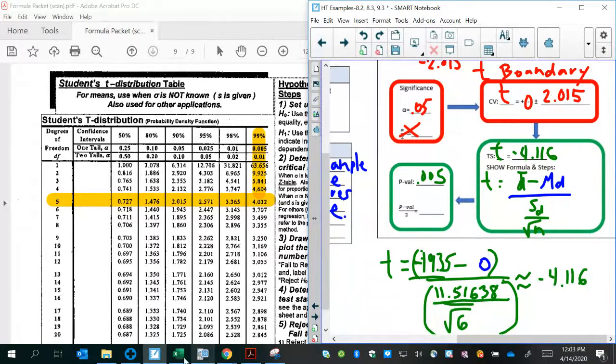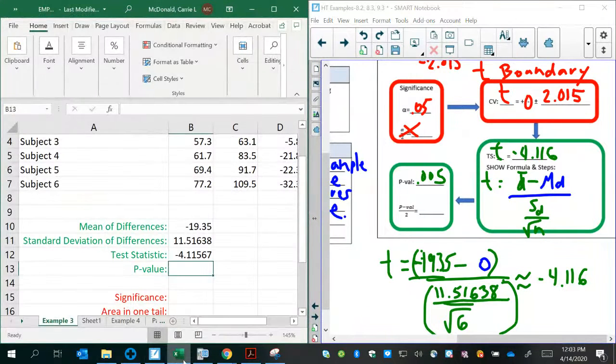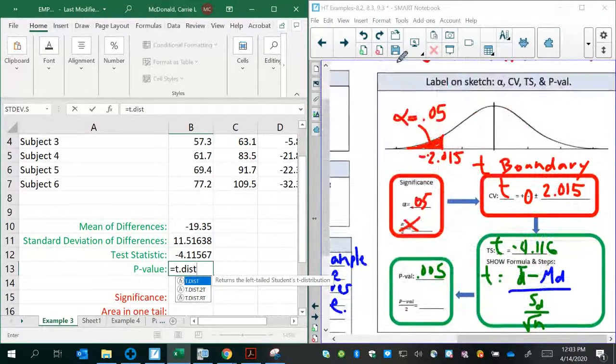So let's see what we get when we use Excel. Using Excel, remember to get an area from the normal distribution, we used the norm dot dist function, and we also have a t dot dist function. And there's a few different options here. You can do a two-tail, you can do a right-tail. I'm just going to use the regular t dot dist, which returns the left-tailed student t distribution. So that's convenient because we are doing left-tailed.